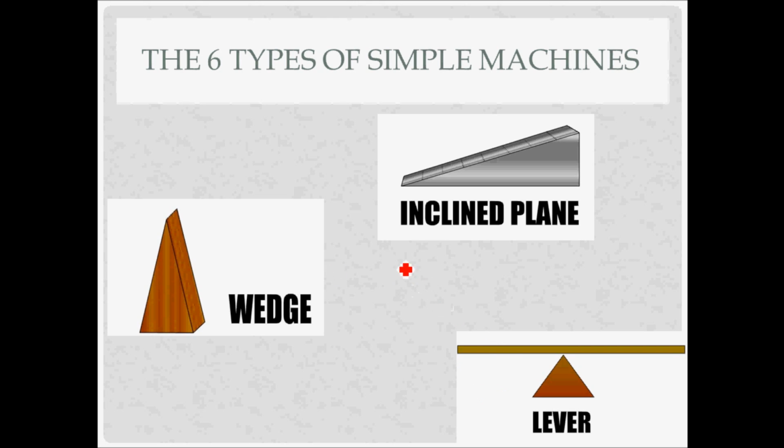There is the inclined plane, which is just kind of like a ramp. A wedge, which is very similar to the inclined plane, but instead of making a right angle at the bottom, it's an isosceles triangle that has no right angles. There's a lever, which is kind of like a seesaw, so one end goes down, the other end goes up.